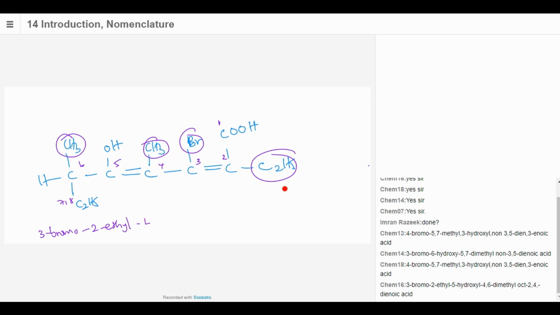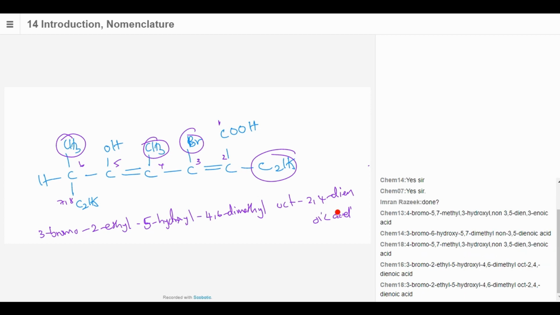So it is 5 hydroxy, and then you have methyl, 4, 6 dimethyl, oct, 2, 4 dienoic acid. So 3 bromo, 2 ethyl, 5 hydroxy, 4, 6 dimethyl, oct, 2, 4 dienoic acid.